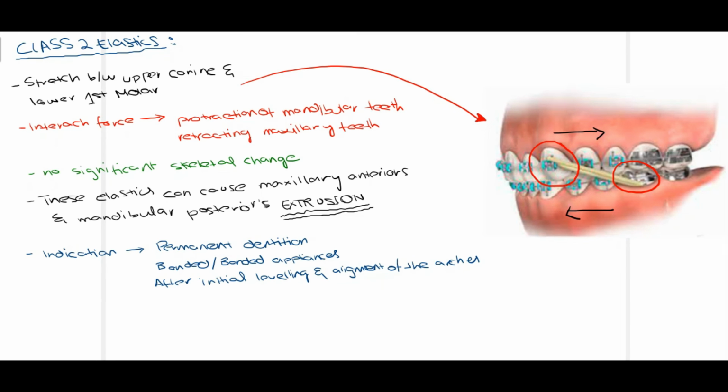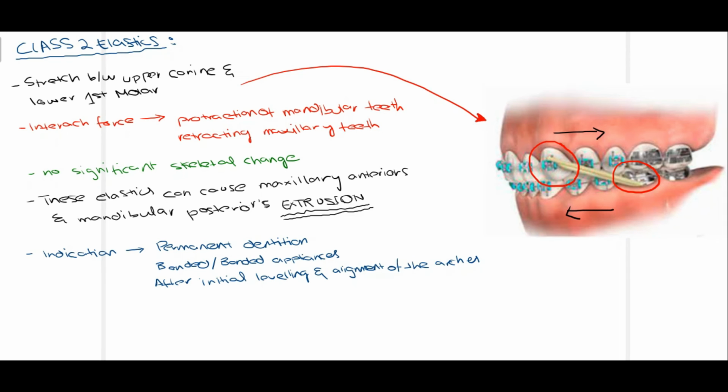But one major drawback associated with long-term use of class 2 elastics is that it can lead to extrusion of these teeth where anchorage is present. So this has to be kept in mind when we are using class 2 elastics.